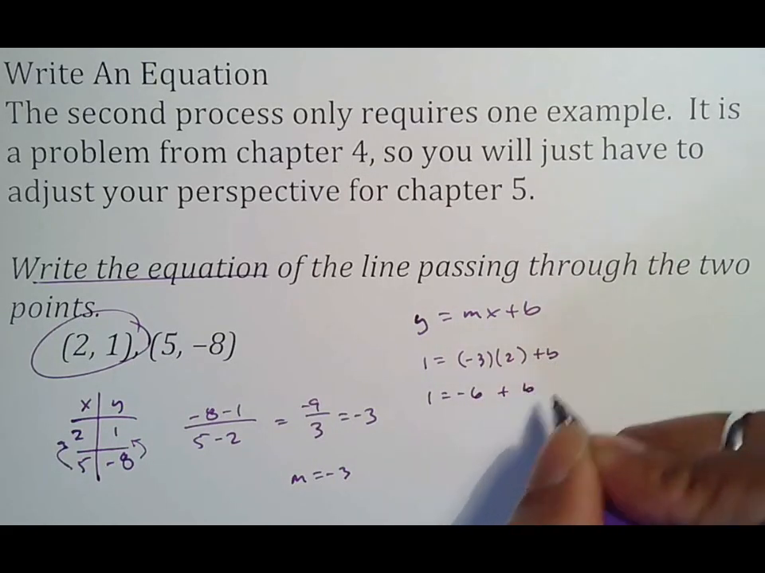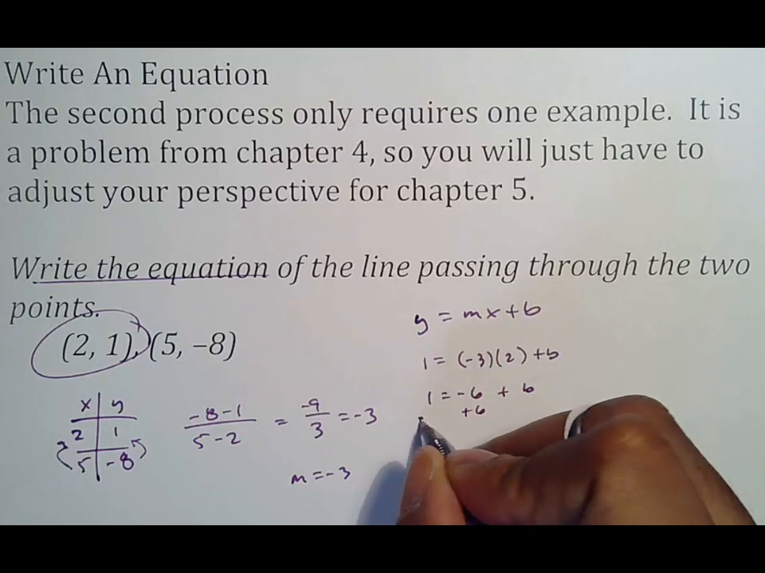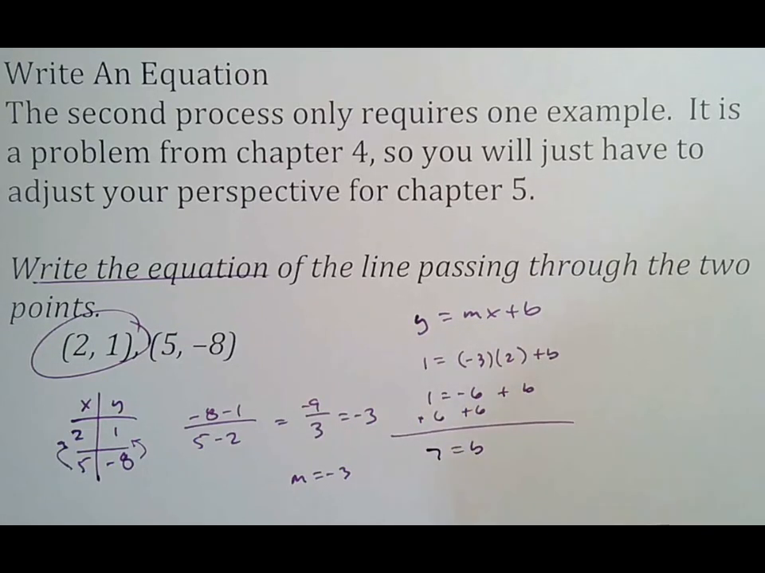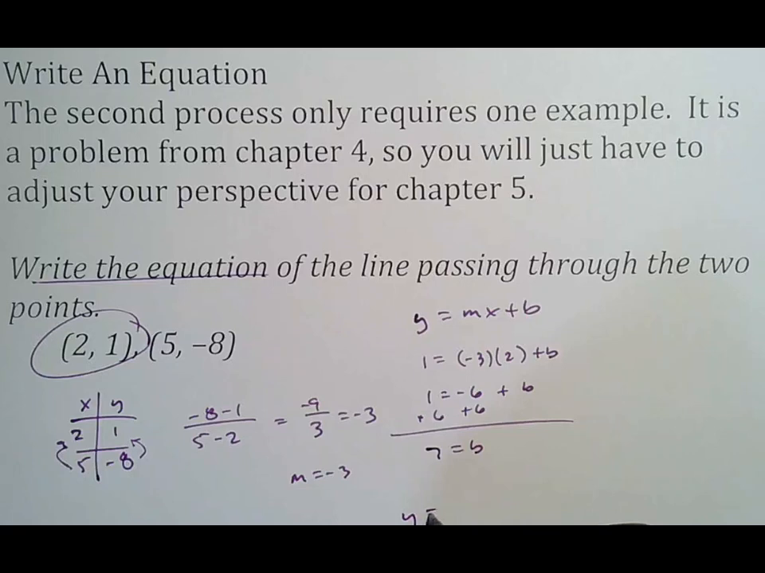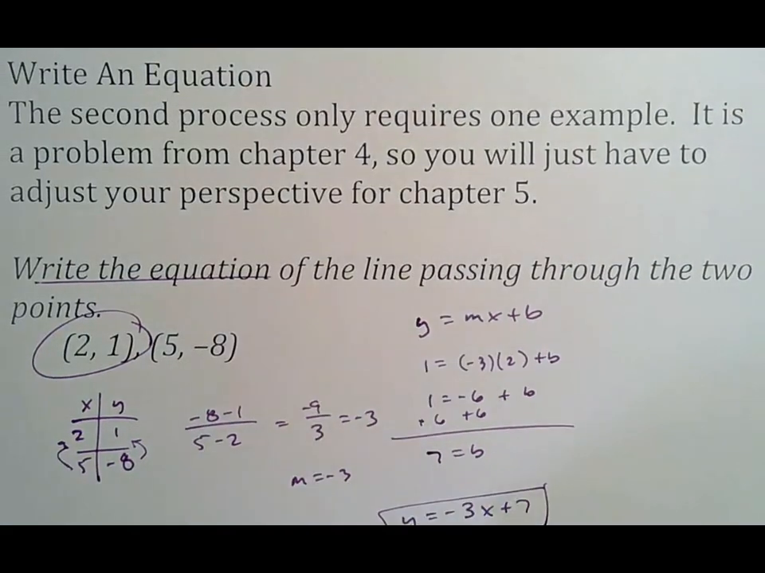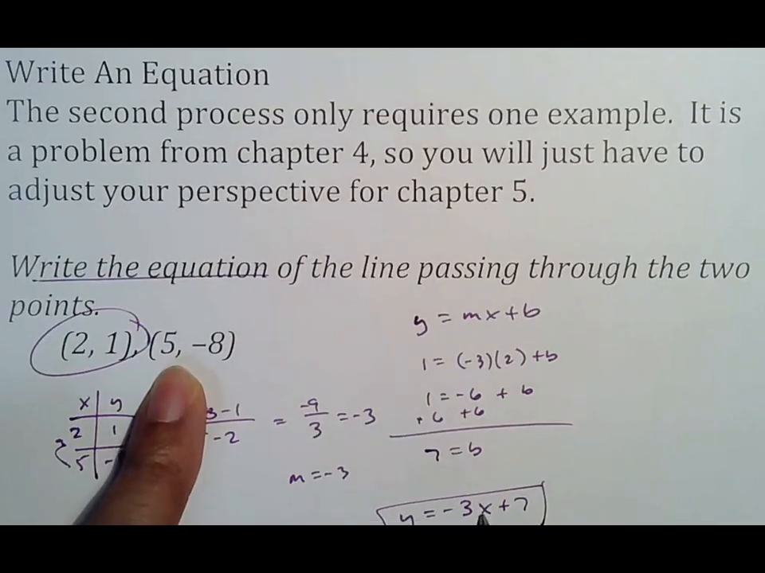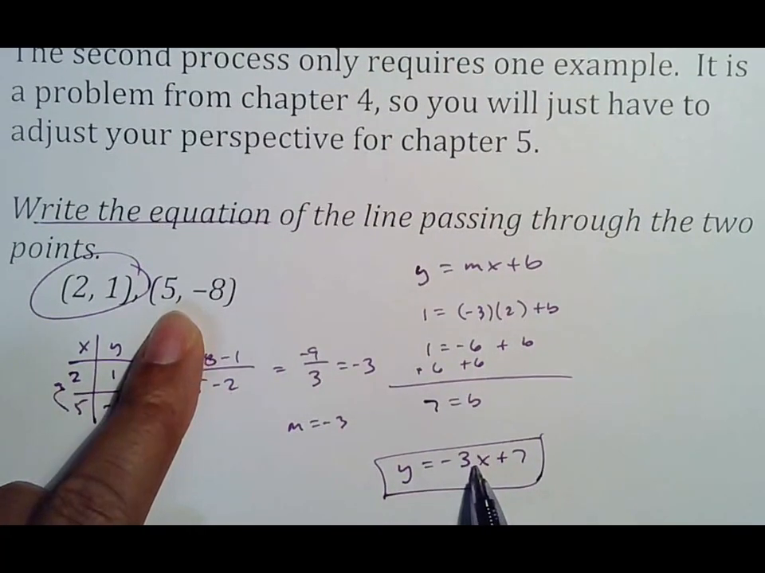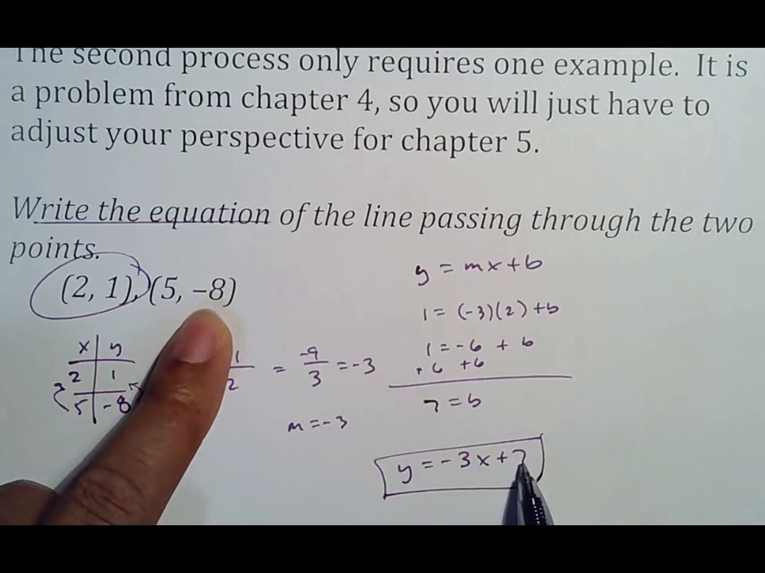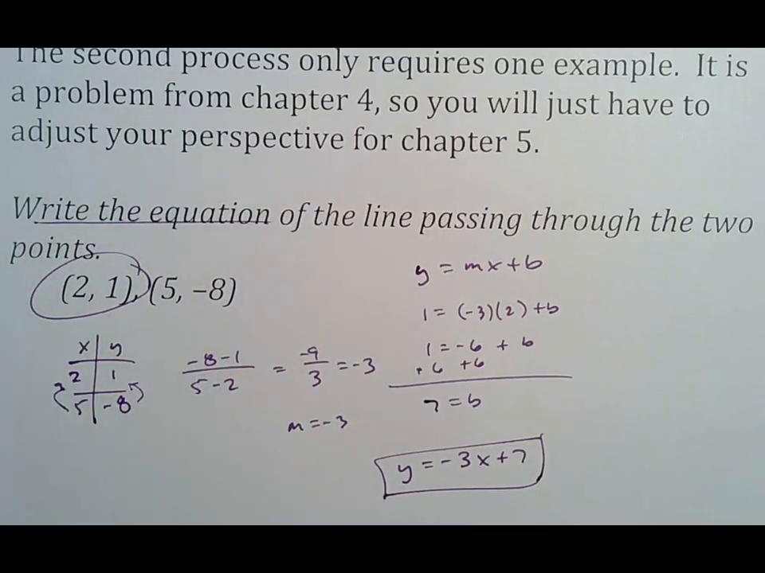Work out your problem here. Move the 6 by using its opposite. There's your m, there's your b, and your final answer is y equals -3x plus 7. Again, it should work both ways. If I plug in negative 3 times 5, that's negative 15 plus 7, which is negative 8. So we know that it does work.